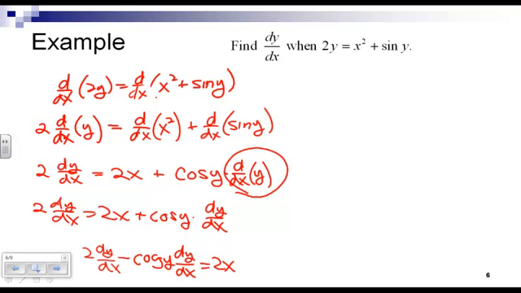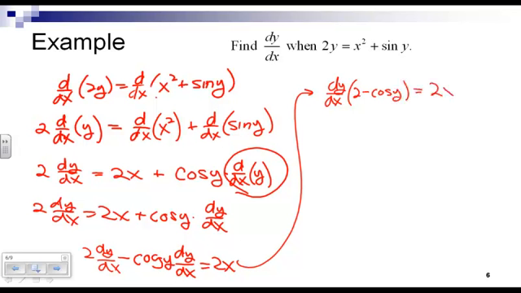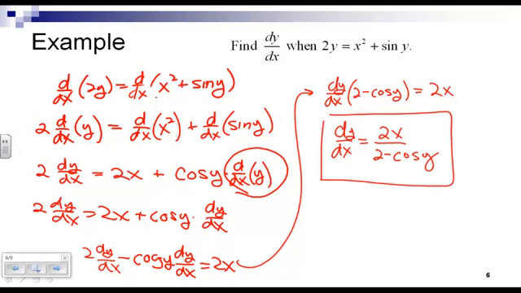So, finishing it off. Get all our dy dx's on one side. Get everything that's not on the other. Divide by 2 minus cosine y. Continuing on, divide by dy dx. Factor the dy dx out. I got it. I got that.